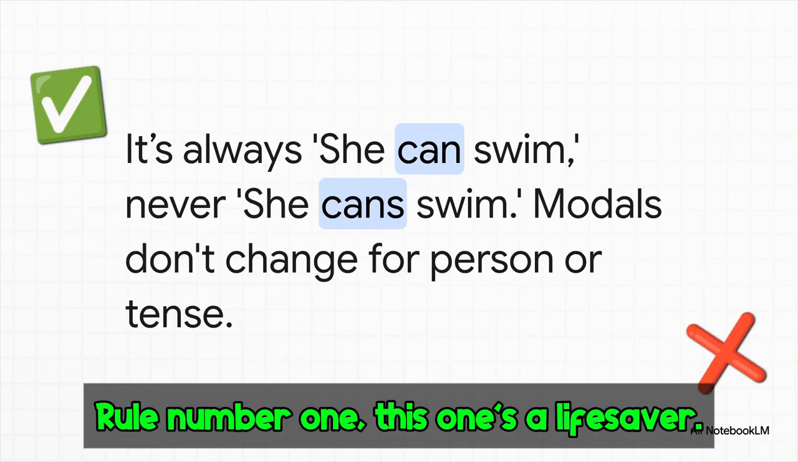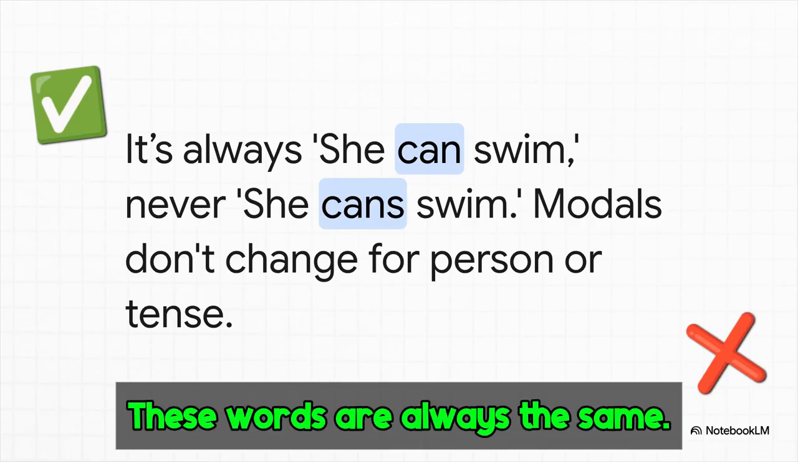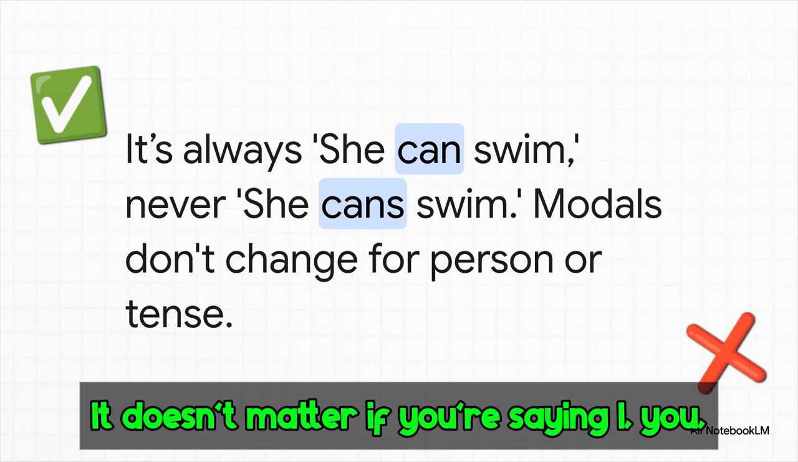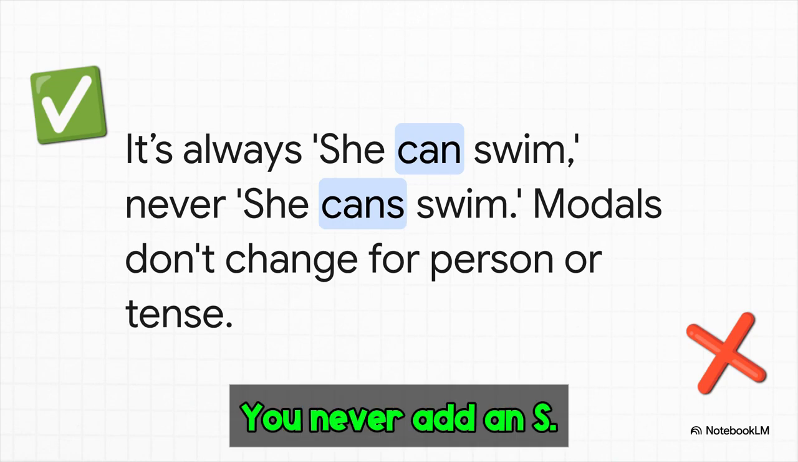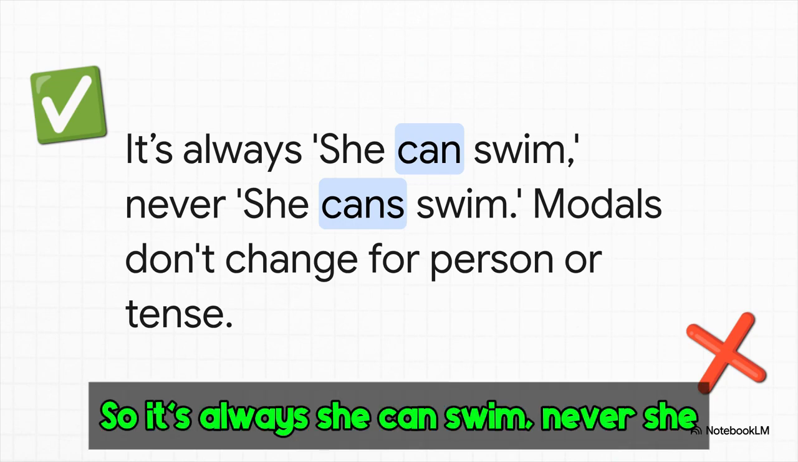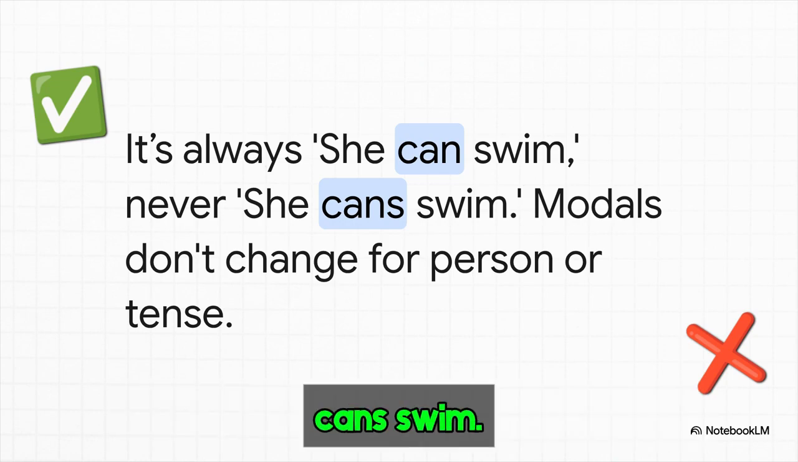All right, rule number 1, this one's a lifesaver. These words are always the same. It doesn't matter if you're saying I, you, he, she, or they, the modal stays the same. You never add an S. So it's always she can swim, never she cans swim.